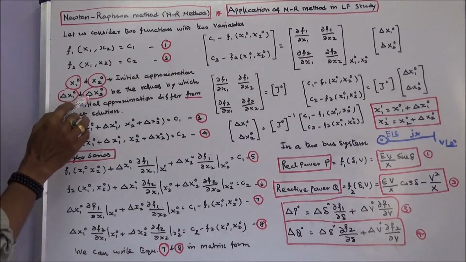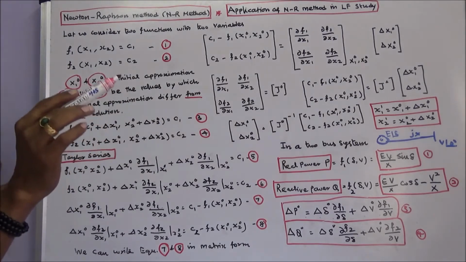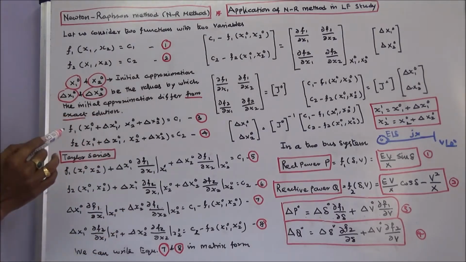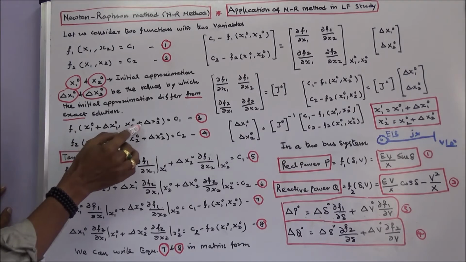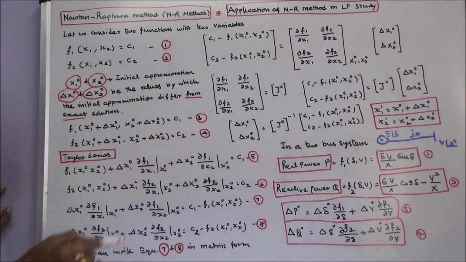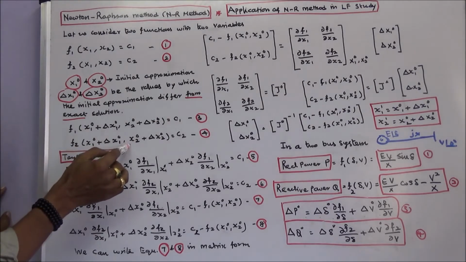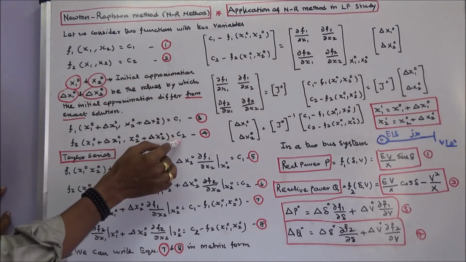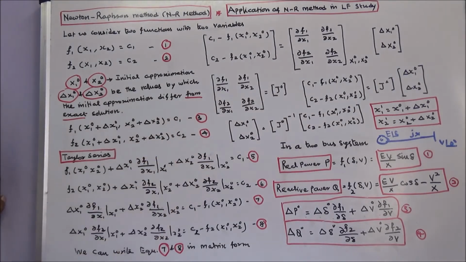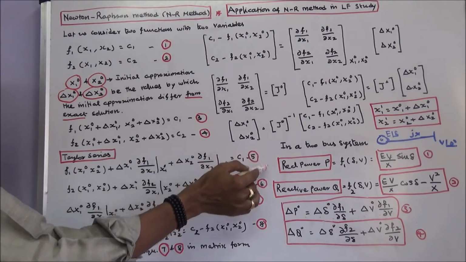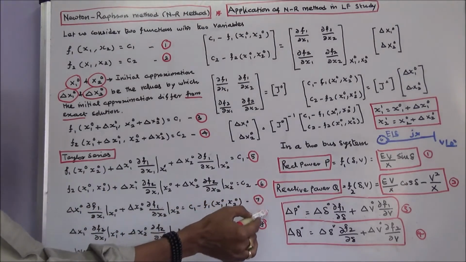Let del x1 naught and del x2 naught be the values by which the initial approximations differ from the exact solution. I can write f1 of x1 naught plus del x1 naught, x2 naught plus del x2 naught is equal to c1, equation 3. Similarly, f2 of x1 naught plus del x1 naught, x2 naught plus del x2 naught is equal to c2, that is equation 4. I write equations 3 and 4 as a Taylor series, that is equations 5 and 6. Equations 5 and 6 I can rewrite as equations 7 and 8.